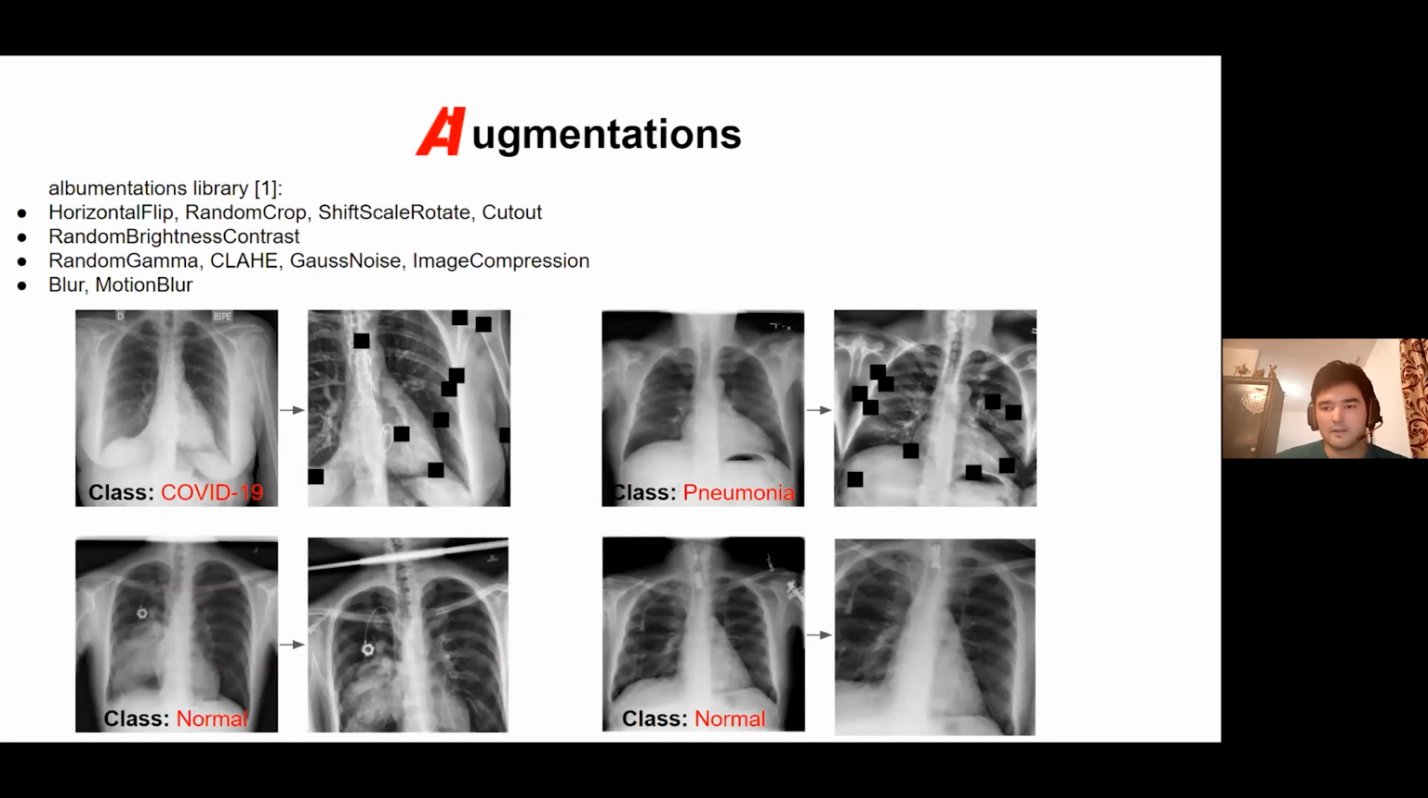Okay, so firstly, I used heavy augmentations to expand the data set. I used online augmentations implemented in the Albumentations library. These include some geometrical ones, such as horizontal flip, random crop, and shift scale rotate, which I applied to 90% of the images so that the models are rotation invariant. And other augmentations for changing the contrast, brightness, gamma values, and so on. Also some blurring effects.